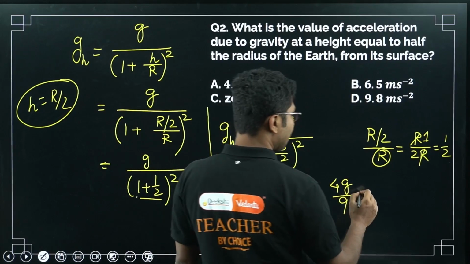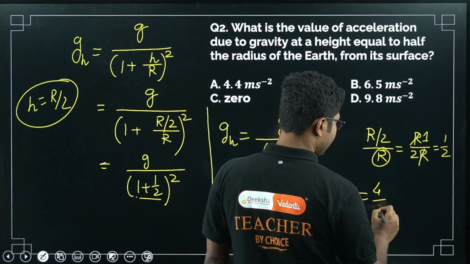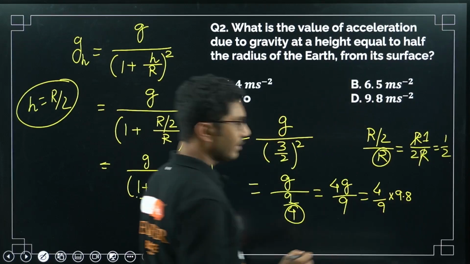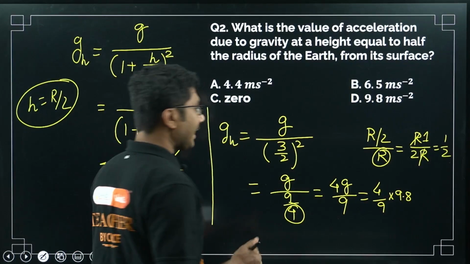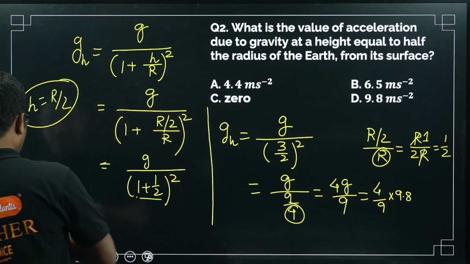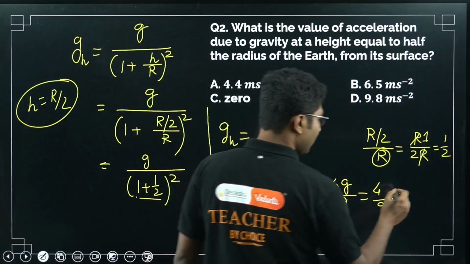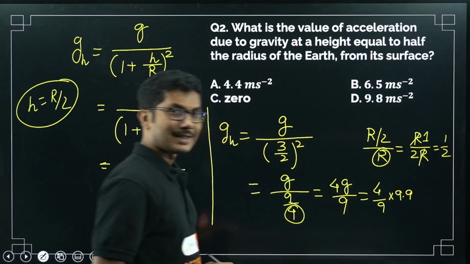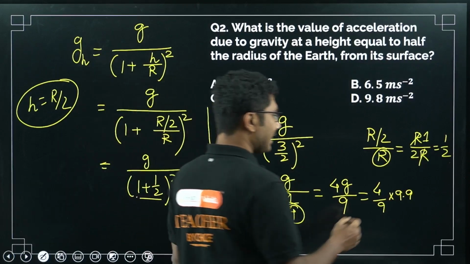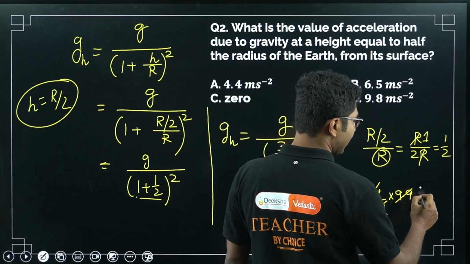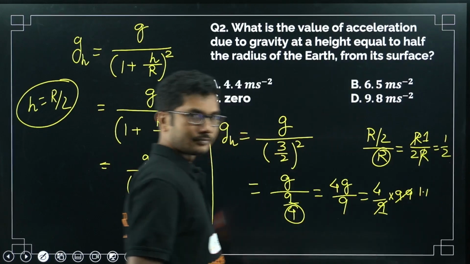Okay, now let's put the value of g. What is the value of g? 9.8. Okay, now instead of writing 9.8, if I approximate this value to be 9.9, then what is the advantage? The advantage is that now we can cancel it using this 9 in the denominator. So we will get 1.1, right?